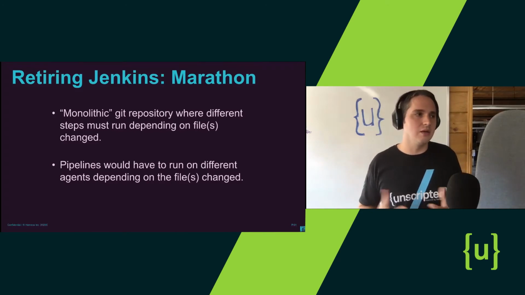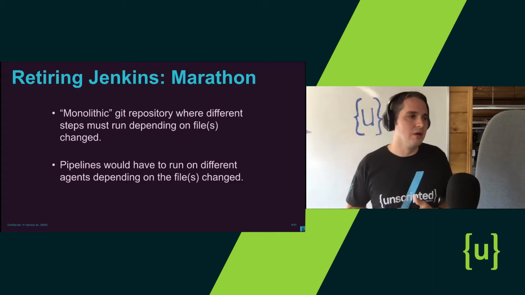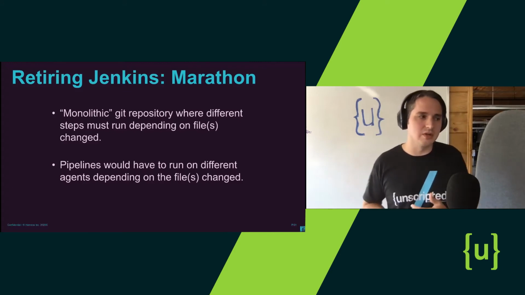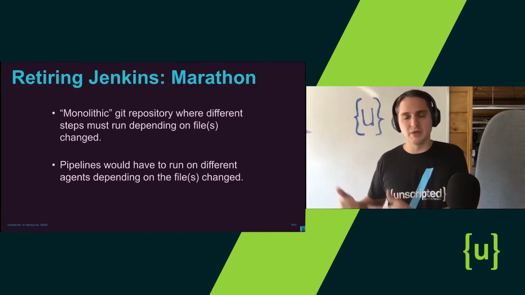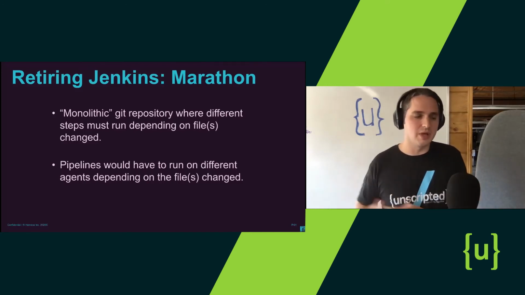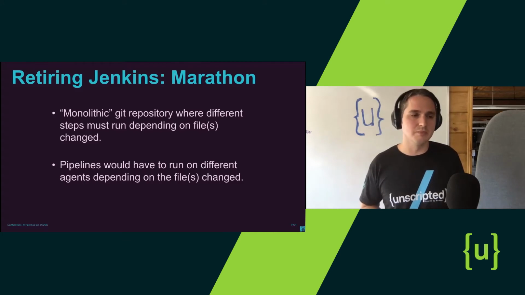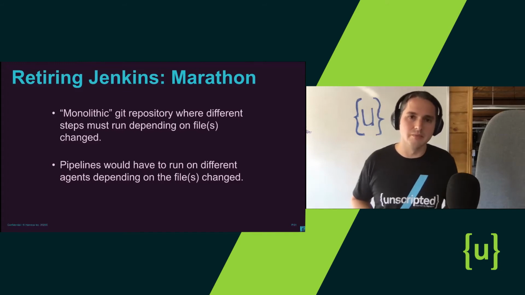We had a monolithic Git repository where different steps had to run on different agents. Pipelines would actually have to run on different agents depending on the files that got changed. Depending on if you made a change in one directory, it would have to do some deployment in one data center versus another, or maybe in AWS. The monolithic repository structure was expected by teams, and they had really gotten into a workflow that worked well in Jenkins that we needed to replicate in Drone.